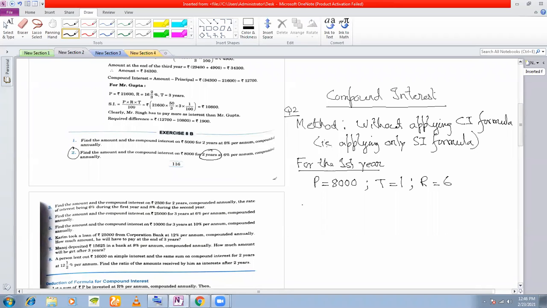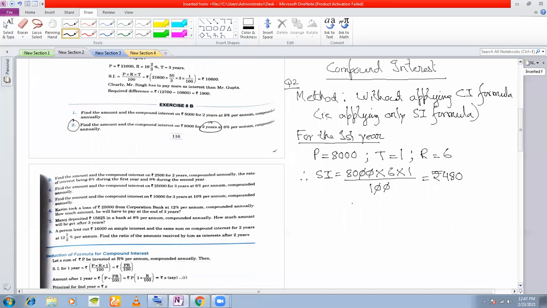So we'll calculate the SI. Therefore, SI, simple interest, is equal to P into R into T divided by 100, that is 8,000 into R into T divided by 100. So these two zeros, they cancel. You simply get rupees 480. Fine. Now we have got the simple interest.